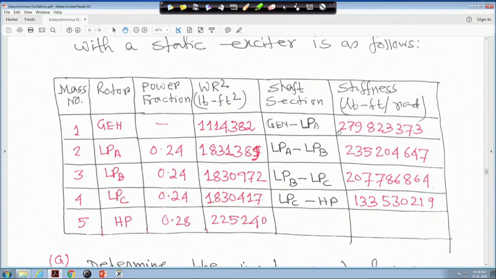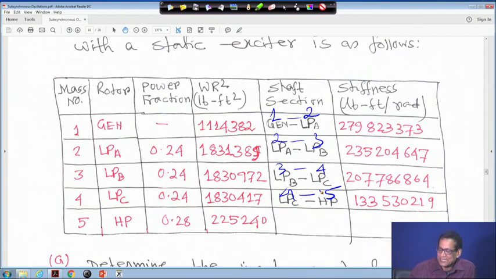This is the generator, this is actually your generator to LPS. So, this is section 1 to section 2, and this is section 2 to section 3, section 3 to section 4, and section 4 to section 5. So, 1 to 2, 2 to 3, 3 to 4, and 4 to 5. So, there are 4 sections, 5 masses, so 4 sections, so 4 shafts.